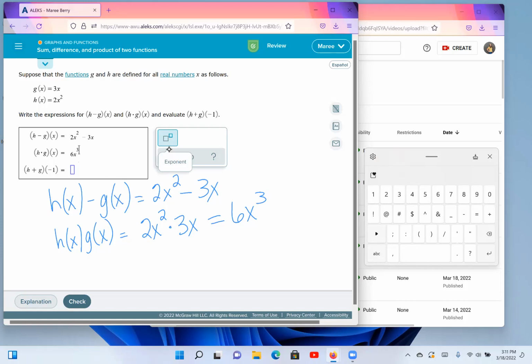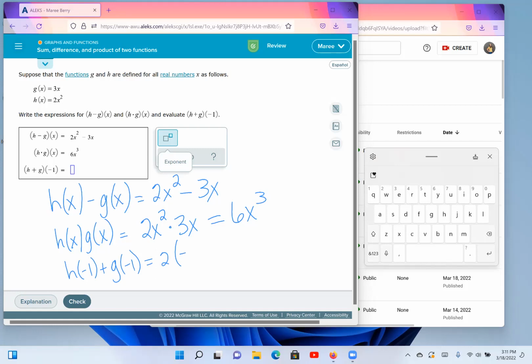And for the last problem where we have h of -1 plus g of -1, first we find h of -1, which is 2 times -1 squared. And then we're going to add g of -1, which is 3 times -1. -1 squared is 1, 2 times 1 is 2, and 3 times -1 is -3.